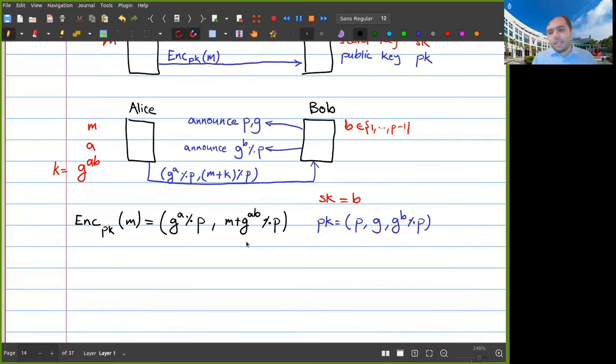Now, this is a little bit unintuitive in the sense that we were used to this idea that our public key should just be one number, but now our public key is a tuple of three numbers. And we were also used to this idea that when we encrypt a message, we should get only one number as the encrypted message. But now what we are getting is a pair of numbers as an encrypted message.